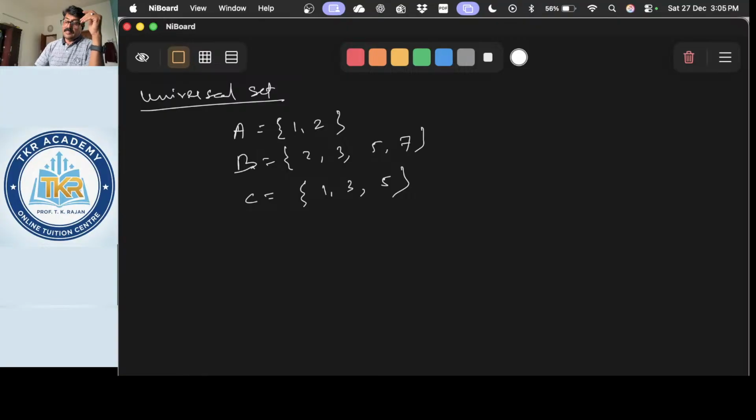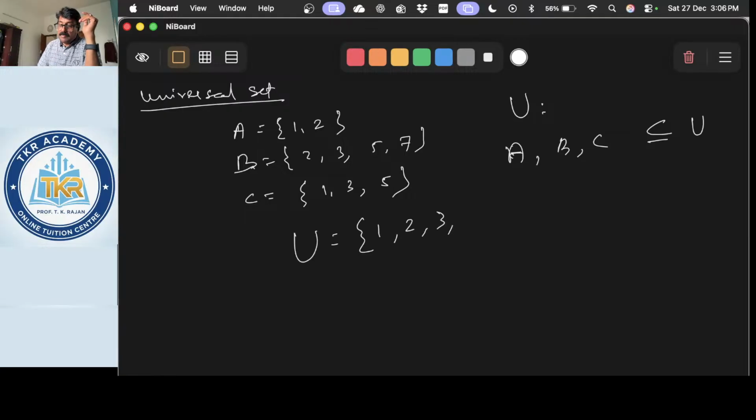So what is the universal set? A universal set is a set you take which is larger than all these A, B, C. That is, you consider a set U such that all the sets under consideration A, B, C are subsets of U. Or the least universal set that we can make from this A, B, C is the set {1, 2, 3, 5, 7}. This is a universal set for A, B, C. Or even if you add 6, no problem. This is a universal set.